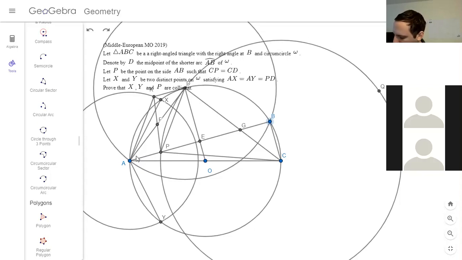So wait, do we want to show PK squared? I'm getting that PK squared is 3AD squared. So PK is AD root 3. That would be weird. So that means that AK over KP is the square root of 3. Is that really true?